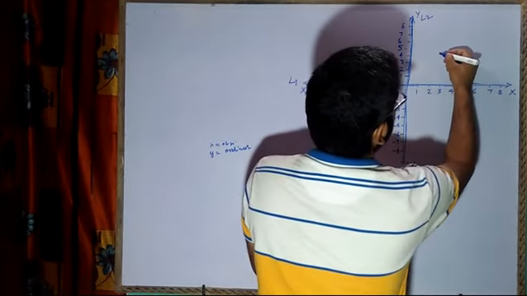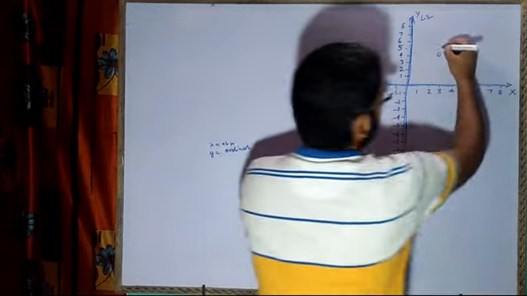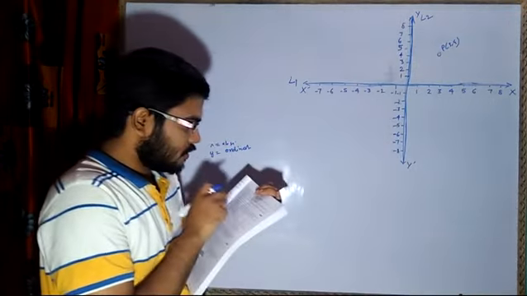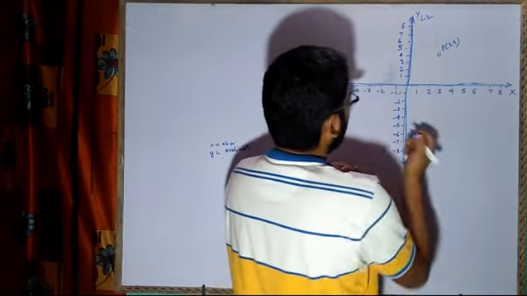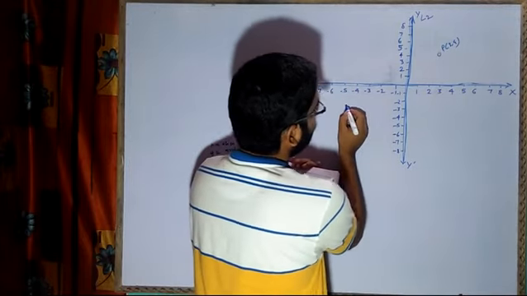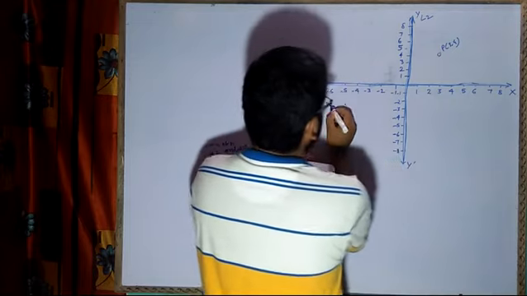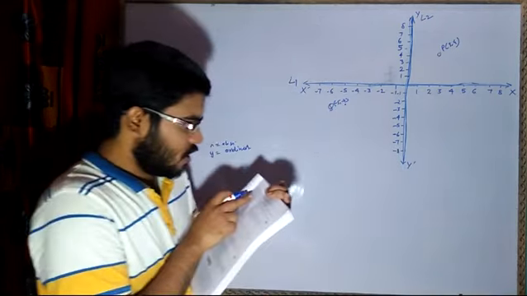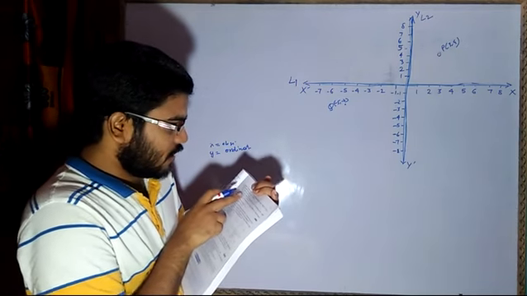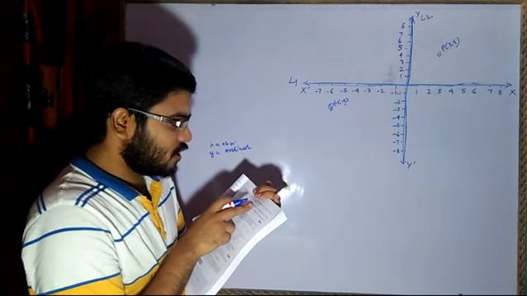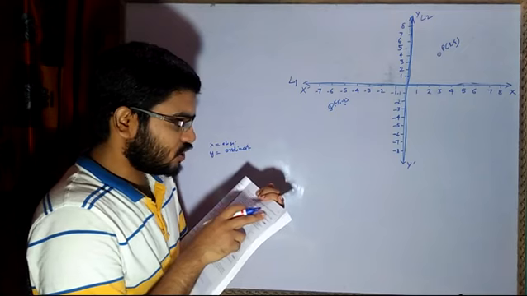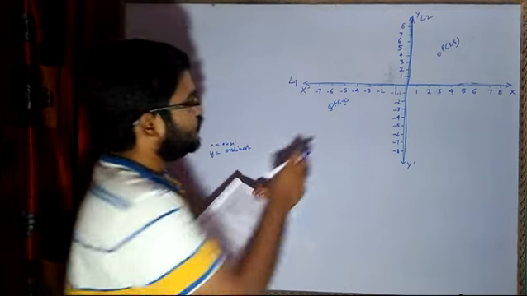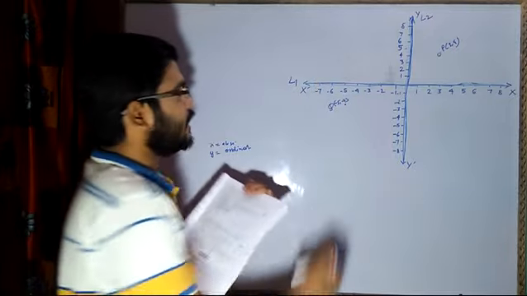3 comma 4 somewhere here. Then we have minus 5 comma minus 2, somewhere here, that is Q. Now write down the images of the point 3 comma 4 and Q on reflection in line L1, and name the images as P dash and Q dash. Now we have to reflect these 2 points in line L1 only.